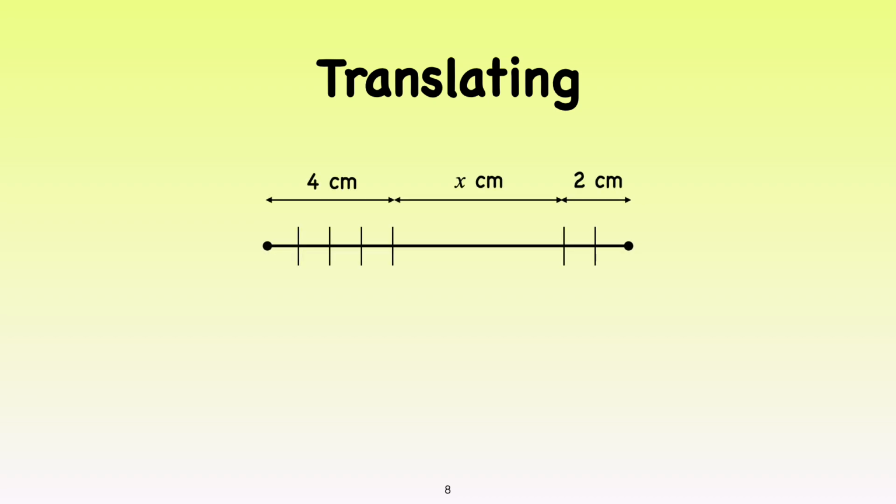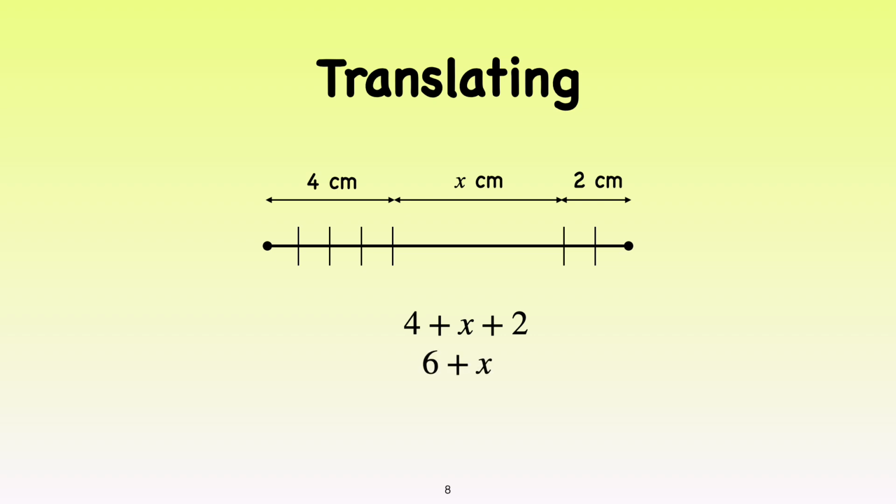Here's how we might translate a picture to a mathematical expression. On the left, 4 sections of 1 centimeter are marked off, 4 centimeters. In the middle is a section of unknown length. We're going to call it x centimeters because we don't know what it is. On the right, there are 2 more sections of 1 centimeter each. So from left to right, we can write this as 4 plus x plus 2.